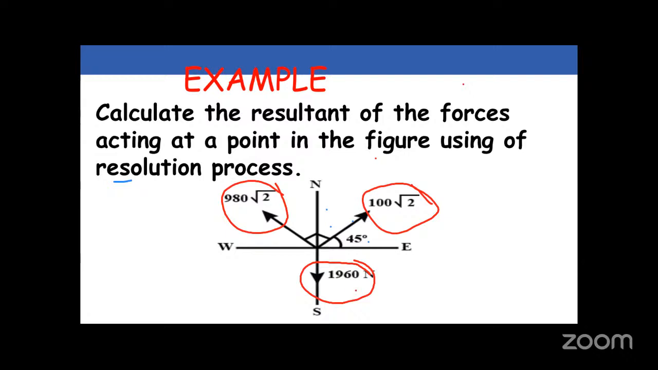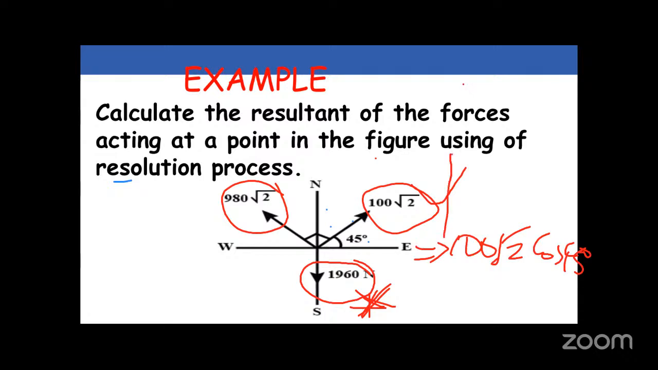However, for this, you will not need to resolve because there is no angle. It is on the vertical component. So you take it that way. But for this, you have to resolve to horizontal and vertical component. So the horizontal component will be 100 square root of 2 cos 45 degree. The vertical component will be 100 square root of 2 sine 45.